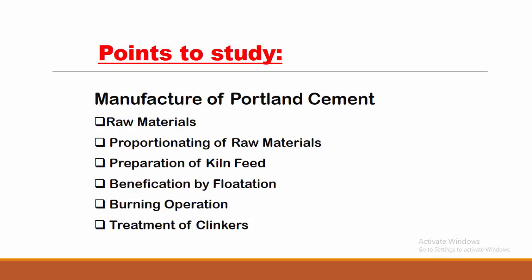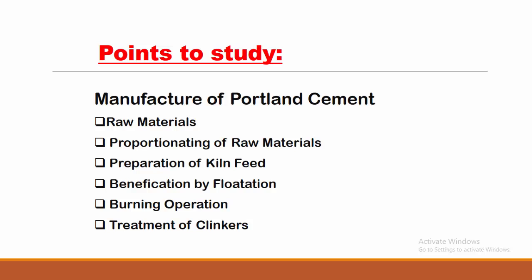The manufacture of Portland cement involves different steps. The first is the raw materials. Raw materials are the basic content for the manufacture of Portland cement. Second is the proportioning of the raw materials: once the raw materials are taken, how the proportioning can be done. And third, preparation of kiln feed. Kiln feed is a certain operation undertaken for the burning operation.